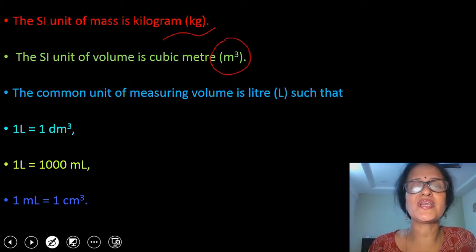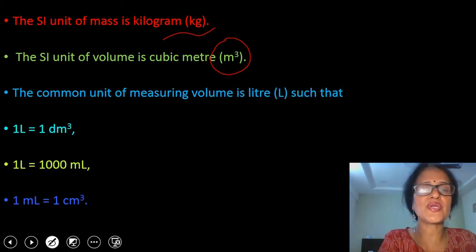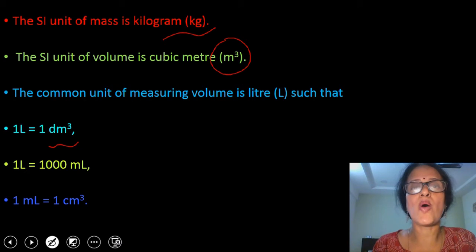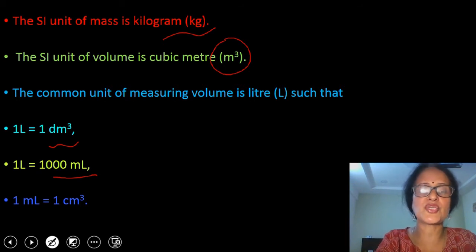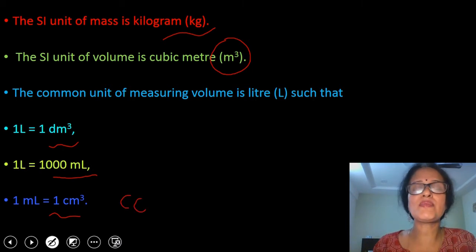Apart from SI unit, some other units of volume are also commonly used. One of the unit is cubic decimeter. 1 liter is equal to 1 cubic decimeter. Another smaller unit for volume is milliliter. It is abbreviated as ml. 1 liter is equal to 1000 milliliter. One more unit is used, which is cubic centimeter. Cubic centimeter is abbreviated as cc. 1 milliliter is equal to 1 cubic centimeter.